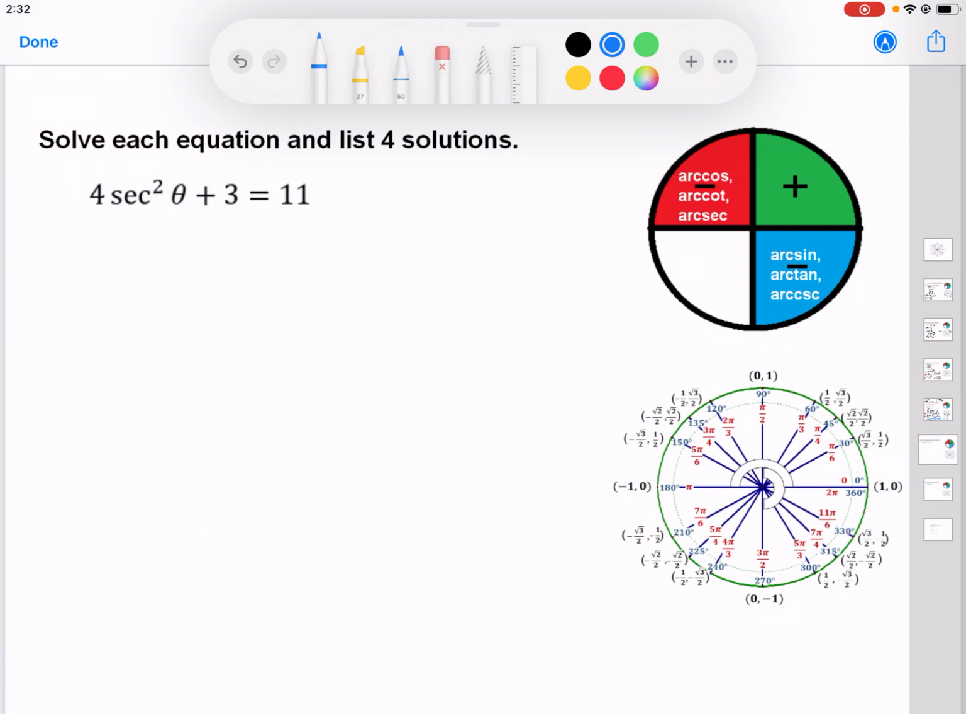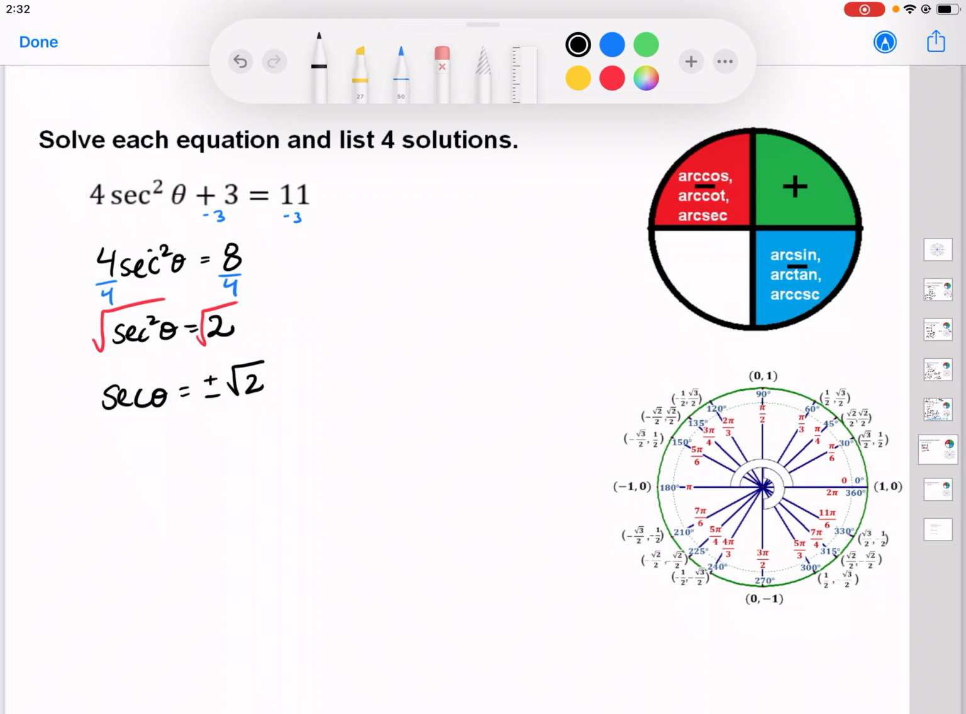So let's go ahead and solve this one and do the same thing. So we're going to do both. And we're doing a secant, so I'll subtract 3. 4 secant squared of theta is equal to 8, because I can do math. Really good at it. And then we've got secant squared of theta equals 2. Now to get rid of the square, I will have to take the square root. And when you take a square root, don't forget that you have a positive and negative answer. So plus or minus square root of 2.